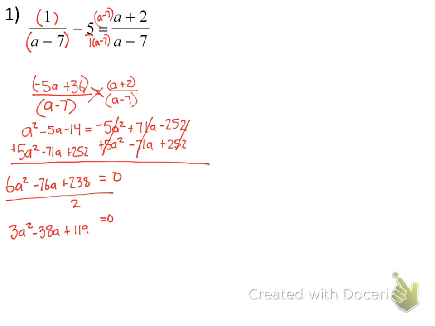Okay, now we're at a point where we can use the Xbox, so use your Xbox. Just do a side Xbox. We got 3 and 3. A times C is going to be 3 times 119. Let me use my calculator. 3 times 119 is 357. A times C is 357, and your B is negative 38.